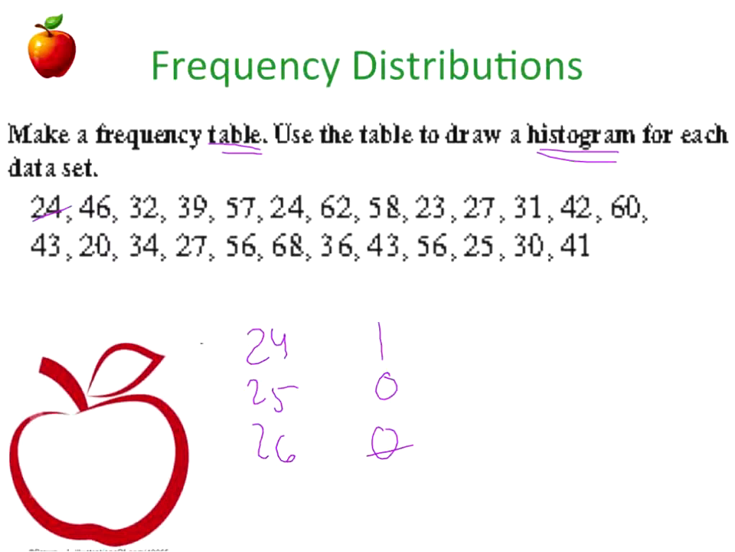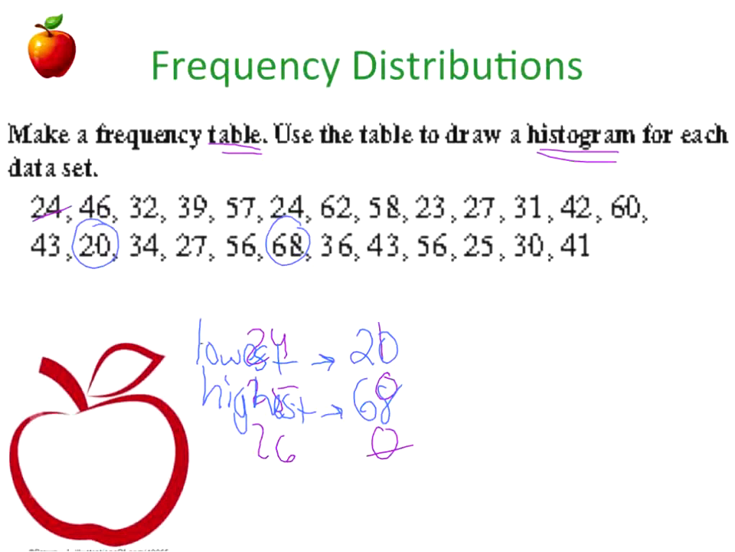Anybody have an idea? And what if I told you there's more than one right answer? There's not just one right answer. So here's one way that you could sort of help yourself decide. We're going to pick out our lowest number, and then we're going to pick out our highest number. So can you guys take a second and find those two? Okay, what's the lowest number up there? 20. What's the highest number up there? 68. 68. Good job.